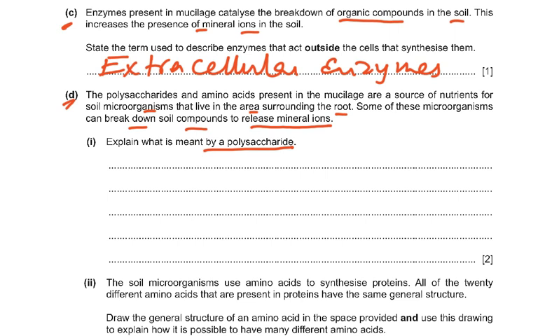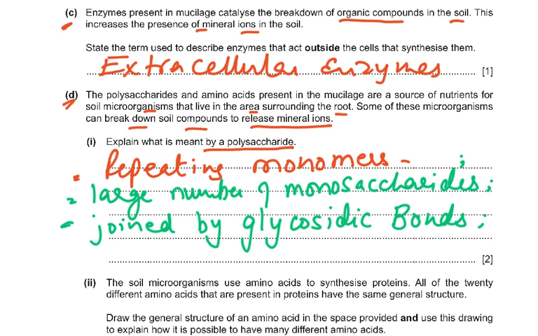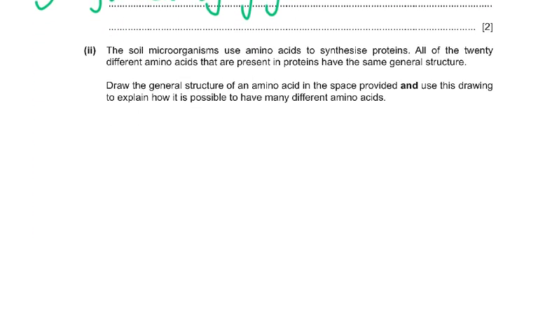Large number of monosaccharides joined by glycosidic bonds, repeating monomers. So repeating monomers, large number of monosaccharides joined by glycosidic bonds. So that is the easiest definition of a polysaccharide.